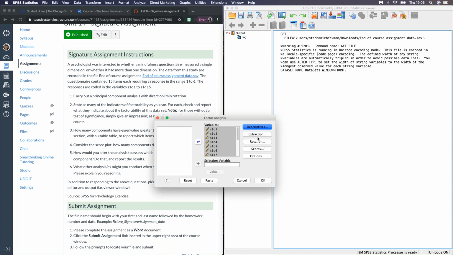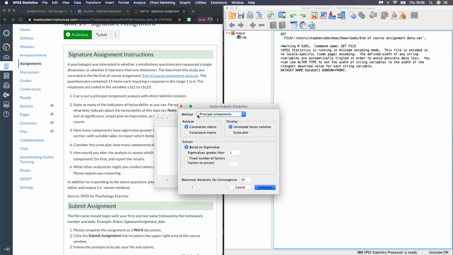So if you want to play with it after the fact, you're always welcome to play around with it. Under Extraction, we want to make sure that this here says principal components, since that's what we're doing. We want it to be correlation matrix. We want to select scree plot. We didn't read all of the instructions here, but a little bit later it says consider the scree plot.